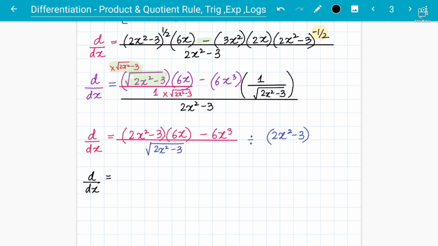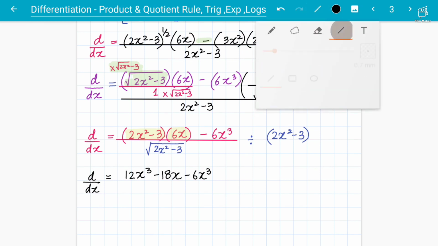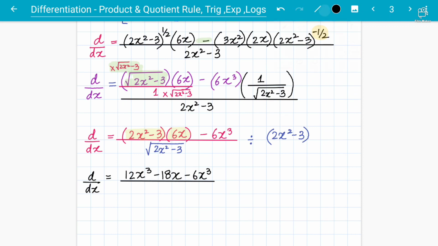So following with the highlighter, 6x into 2x square minus 3. I'm going to multiply this now. So it's going to be 12x cube minus 6 3s is 18x. Okay, so 6 2s is 12, 12x cube minus 18x, and minus the 6x cube, divided by square root of 2x square minus 3. And the multiplication rule will make it division, so division will be changed into multiplication. It will be 1 upon 2x square minus 3.